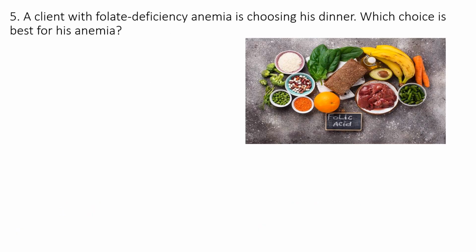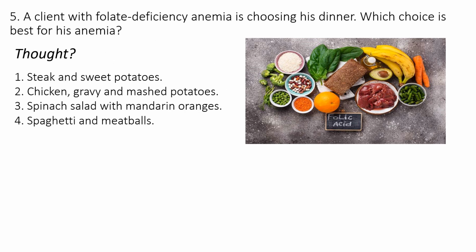Question number 5. A client with folate deficiency anemia is choosing his dinner. Which choice is best for his anemia? Is it number 1, steak and sweet potatoes, number 2, chicken, gravy, and mashed potatoes, number 3, spinach salad with mandarin oranges, or number 4, spaghetti and meatballs? And the answer here is number 3. You should have been thinking about foods that contain folate, and that picture's a good one.